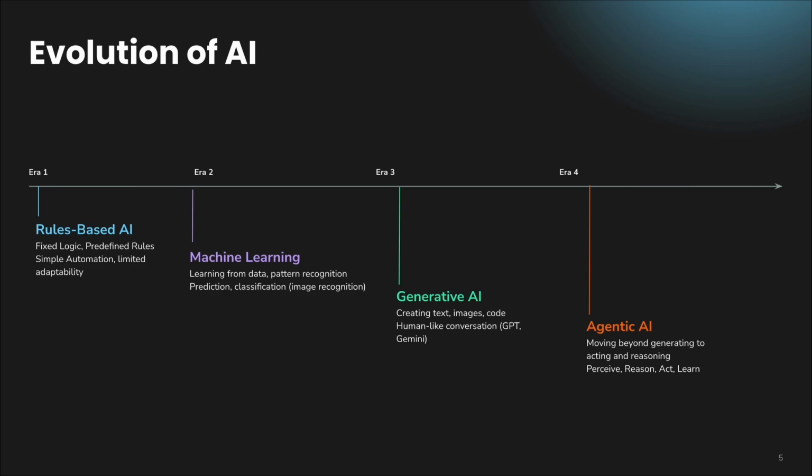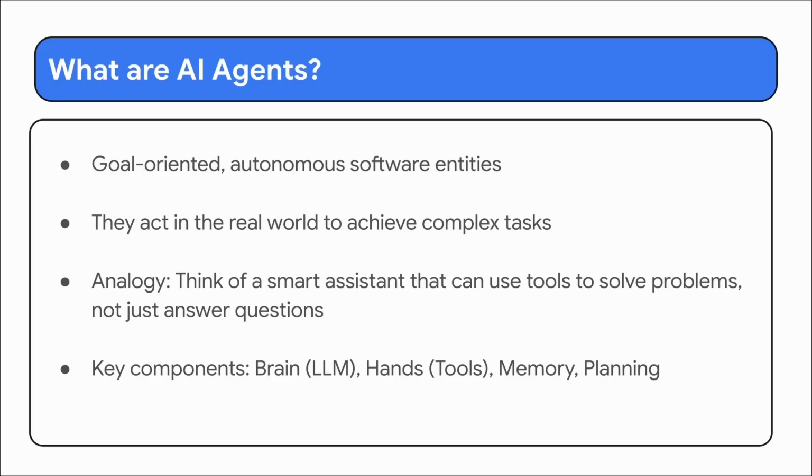Now we are taking a different shift. We are moving beyond just generating content. We are moving towards acting, reasoning, perceiving in an environment automatically or autonomously. That's where AI agents come in. And what are AI agents? AI agents are goal-oriented autonomous software entities that act in the real world to achieve complex tasks. Let's take an analogy. Think of it as a smart assistant that can use tools to solve problems and not just answer questions and generate information.